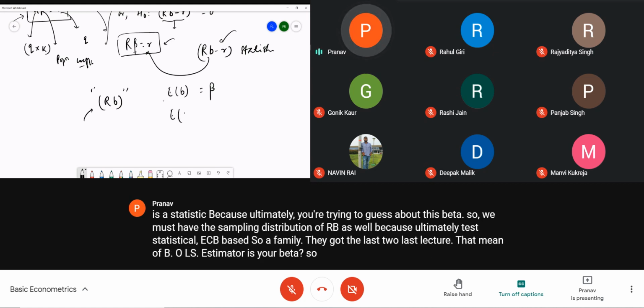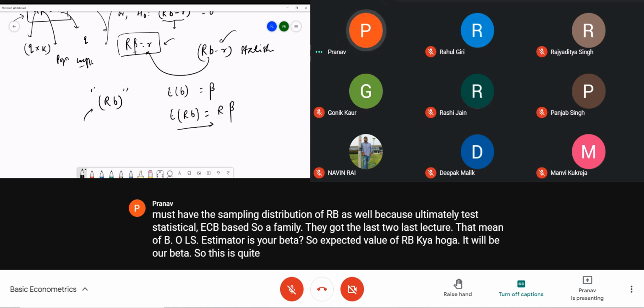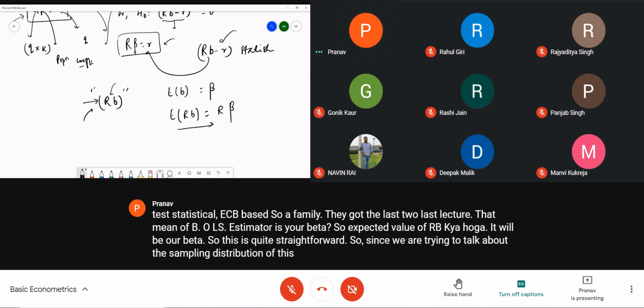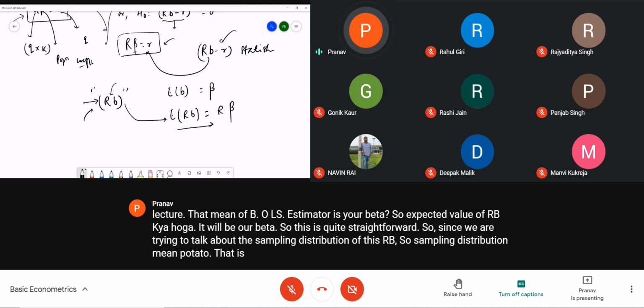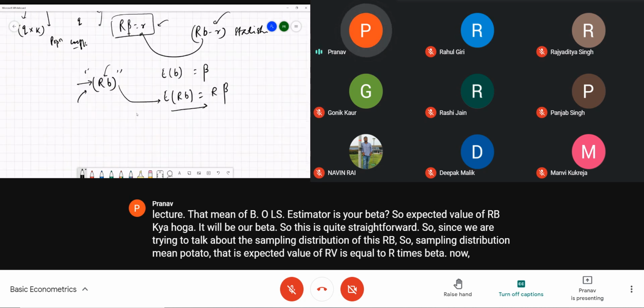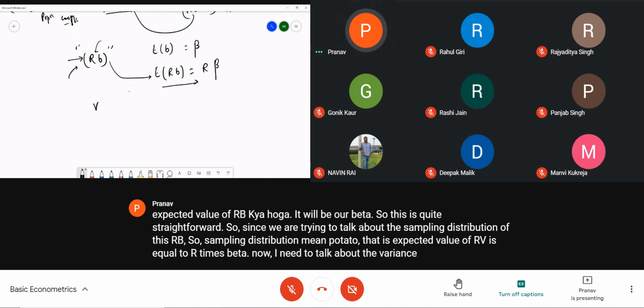So expected value of Rb क्या होगा? It will be R beta. So this is quite straightforward. So since we are trying to talk about the sampling distribution of this Rb, so sampling distribution में मुझे mean पता चल गया है. That is, expected value of Rb is equal to R times beta. Now I need to talk about the variance of Rb.